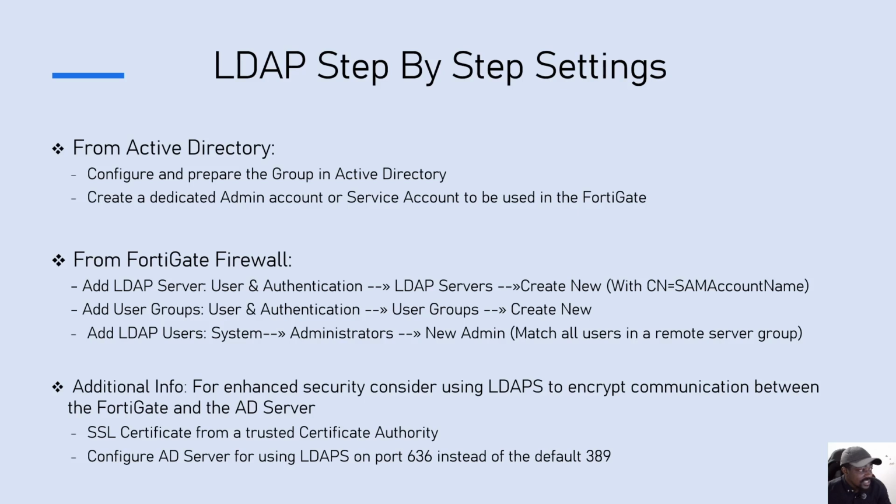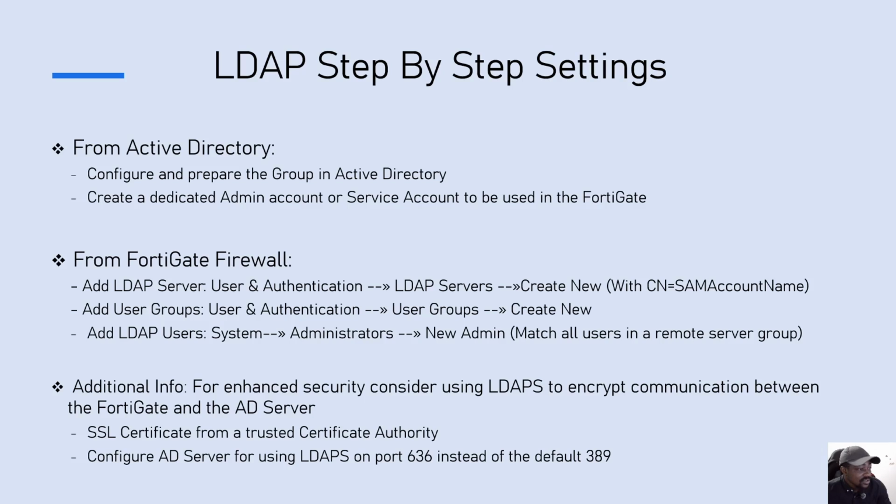So from the FortiGate side, we are going to have three tasks to do. We need to add the LDAP server, and this is how and where we need to do this. You add the user group and you add the LDAP admin users. An additional piece of information is that by default, the configuration that we use for LDAP is the default LDAP, which is not the secure LDAPS with an SSL certificate.